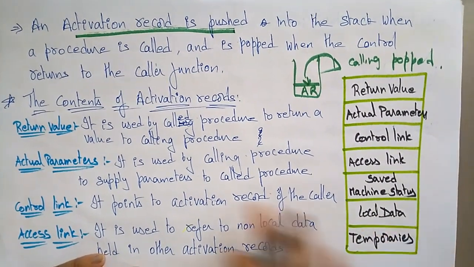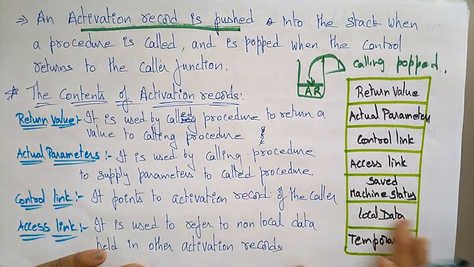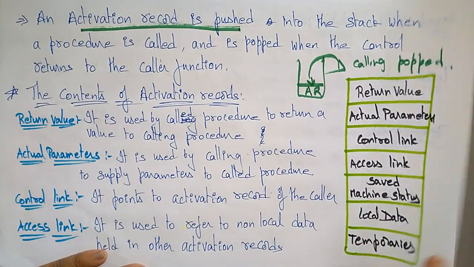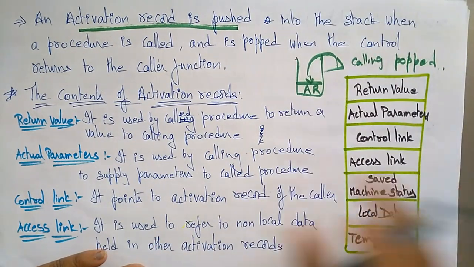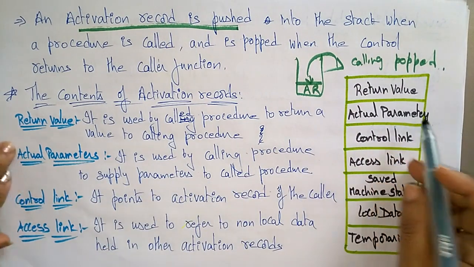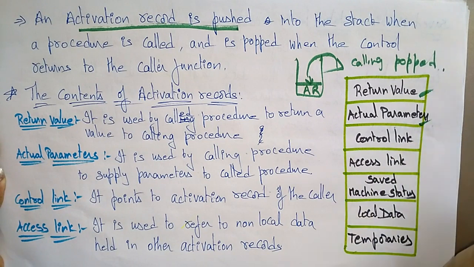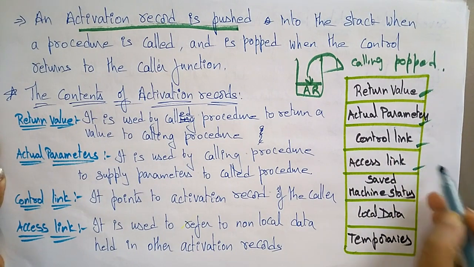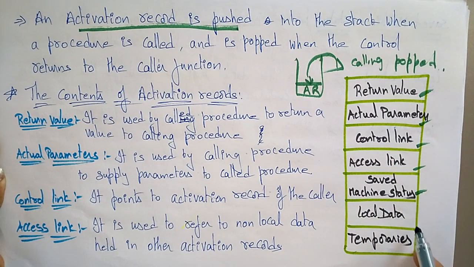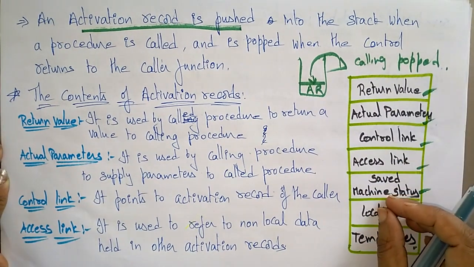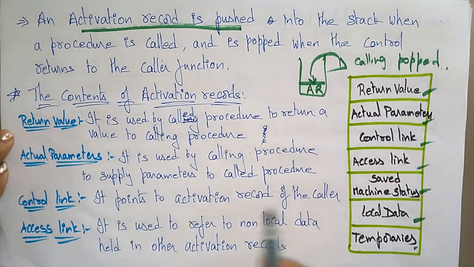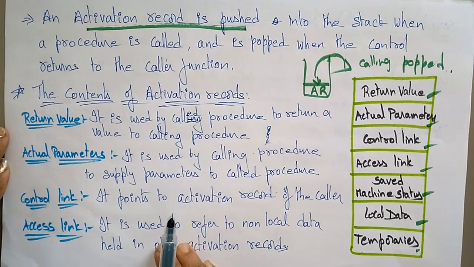Now let's see the contents of the activation record. What are the different contents that are present in the activation record? The contents of an activation record are the return value, actual parameters, control link, access link, saved machine status, local data, and temporaries. Now let's see what these terms are.